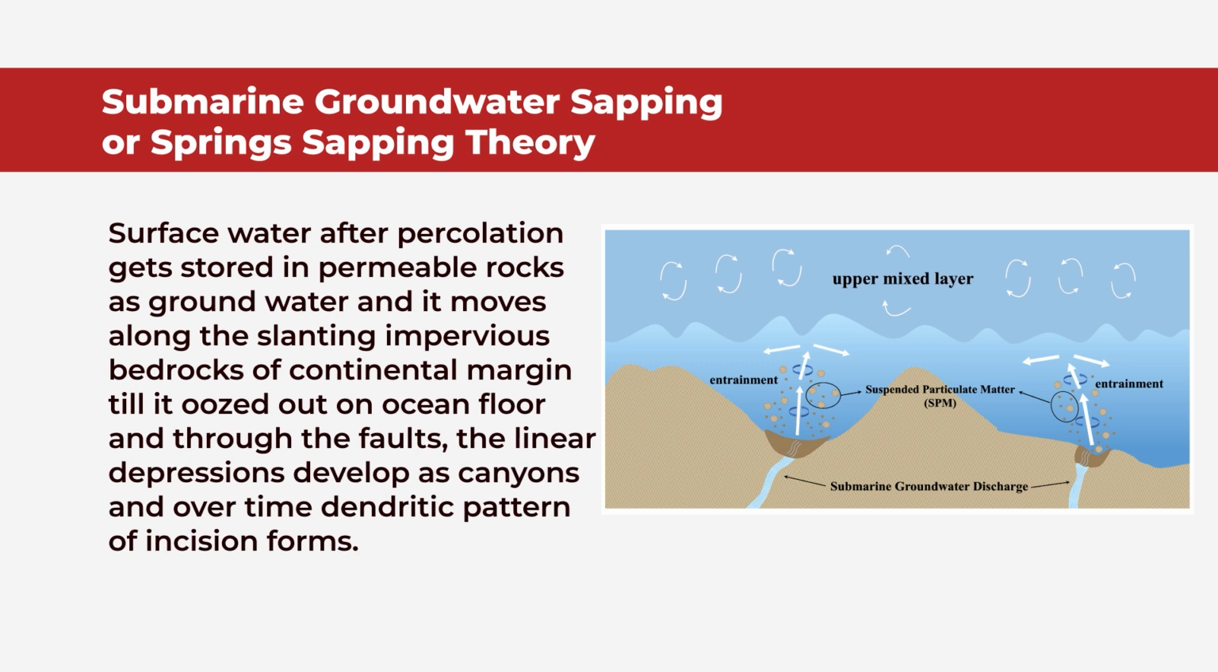So surface water after percolation gets stored in permeable rocks as groundwater, and it moves along the slanting impervious bedrocks of continental margin till it oozes out on the ocean floor, and through the faults, the linear depressions develop as submarine canyons, and over time a dendritic pattern of incision also develops.